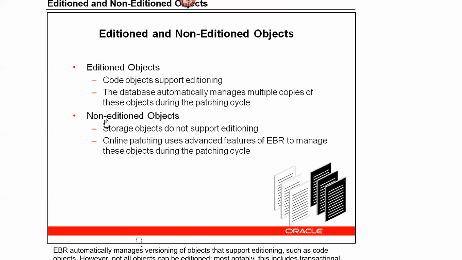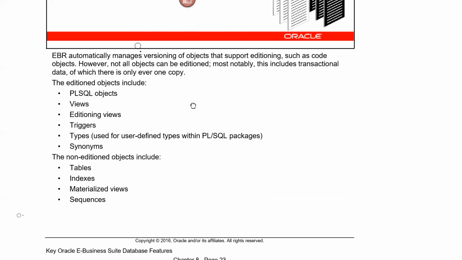There are some non-edition objects, which are not duplicated. Storage objects do not support editioning. Online patching uses advanced features of EBR to manage these objects during the patching cycle. We have some examples which I will go through, but these are all non-edition because they cannot make a duplicate copy of a table. If a table size is 1 million, they cannot create another table. So only a few of the objects it can make duplicate, but it cannot do that for everything.